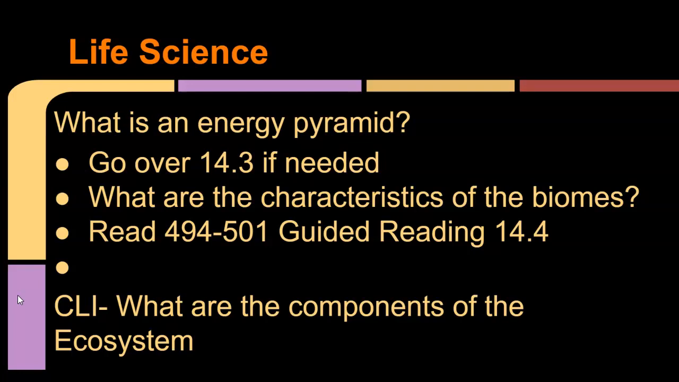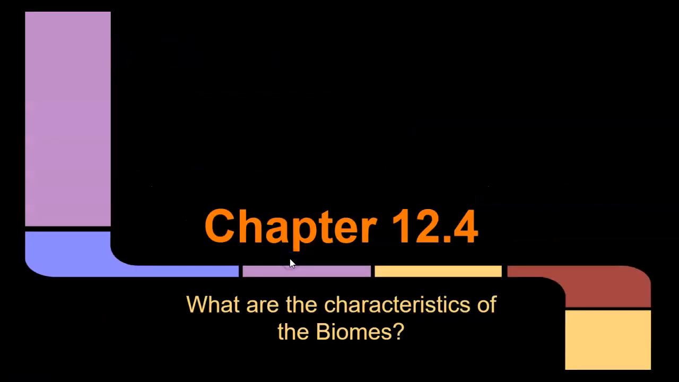From last week, we covered what is an energy pyramid. An energy pyramid is a diagram that shows decreasing energy as you move through a food chain. We already went over these questions, but if we needed to, we could go back. So let's talk about biomes. Your homework today is 494 to 501, and then there's this guided reading 14.4.